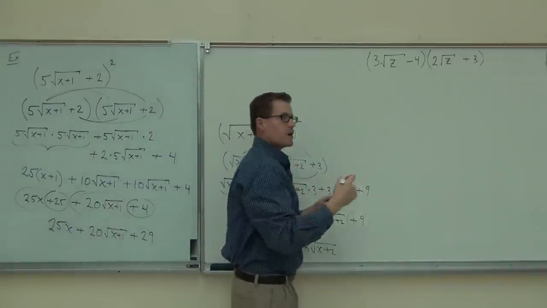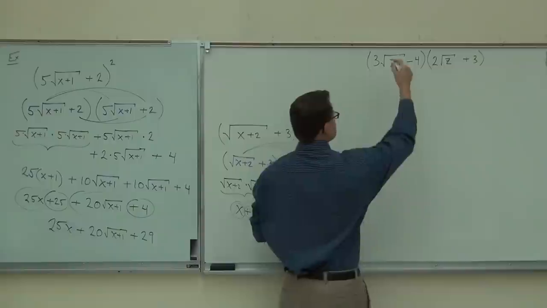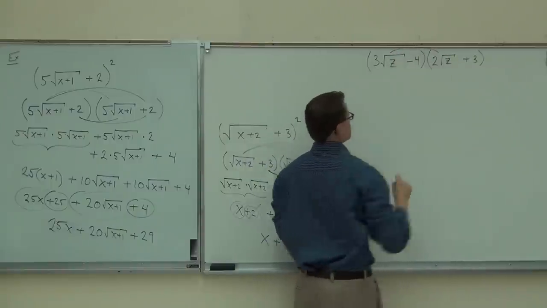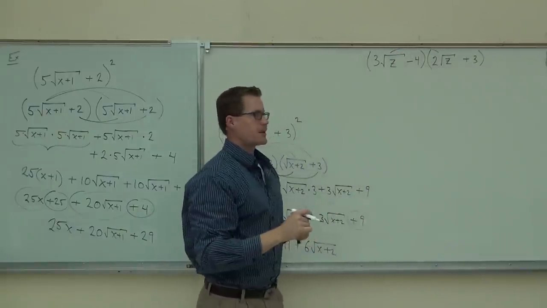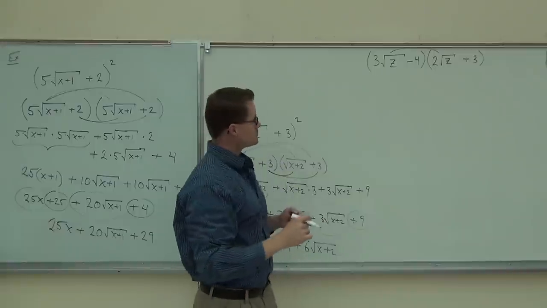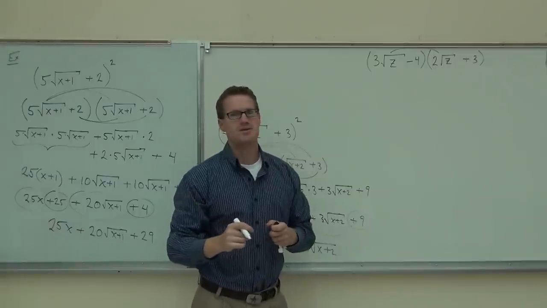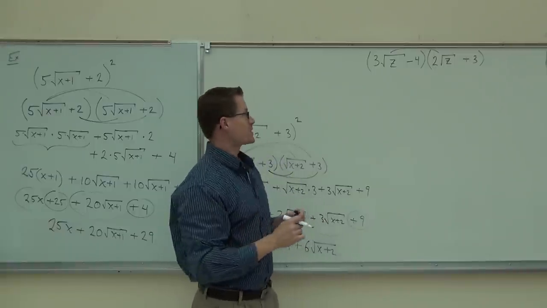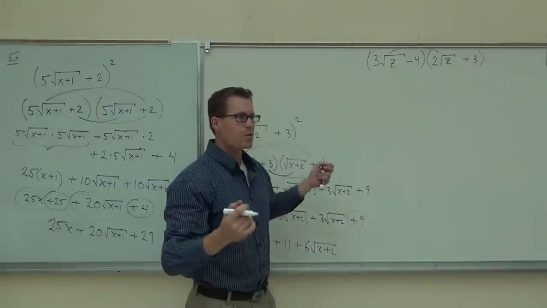If we're going to distribute, the first thing we distribute here is our 3 root x. And our 2, sorry, that's a z. I learned my alphabet real good. 3 root z times 2 root z. We're going to write that out.